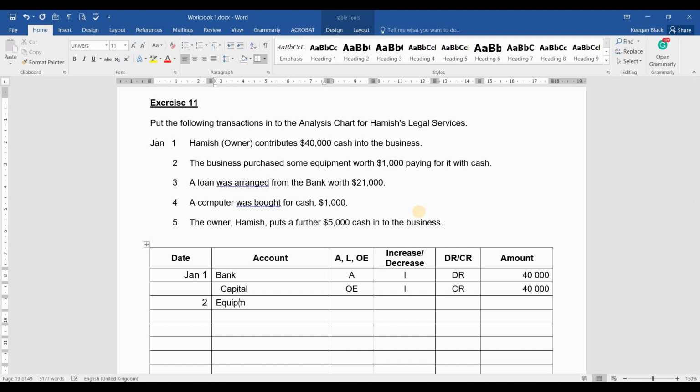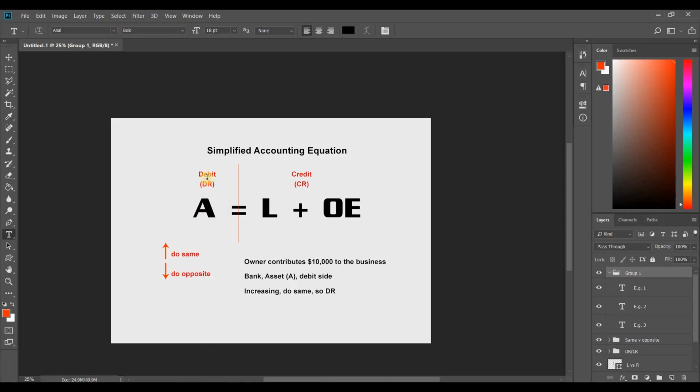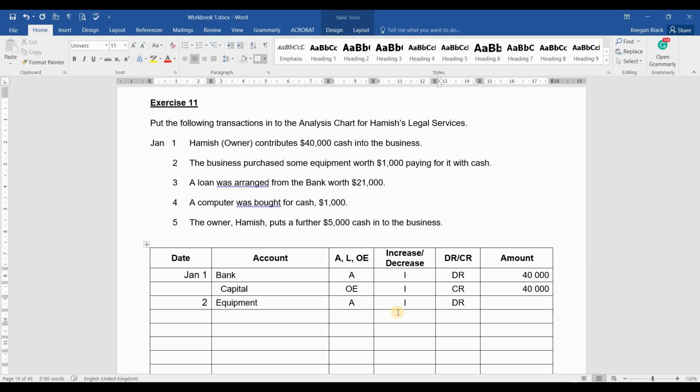So I'm going to start with equipment. Equipment is an asset. And like I said, it's increasing because we're getting more equipment. So if we go over here, assets are on the debit side. If I want to increase something, I do the same. So I'm going to debit that equipment for $1,000.